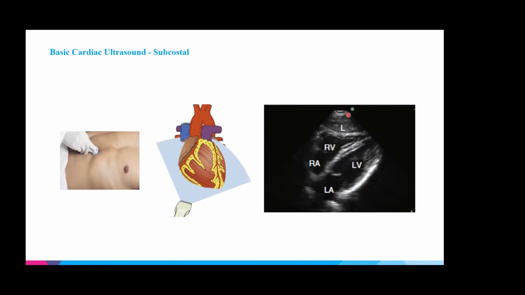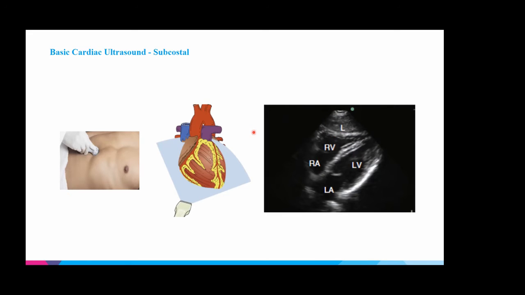And usually we use the liver as an acoustic window to get towards the heart. So your view may be obscured in situations where the patient might have a fatty liver. If they have a lot of bowel gas, you may not be able to get a view here. So those are just some of the things to consider.